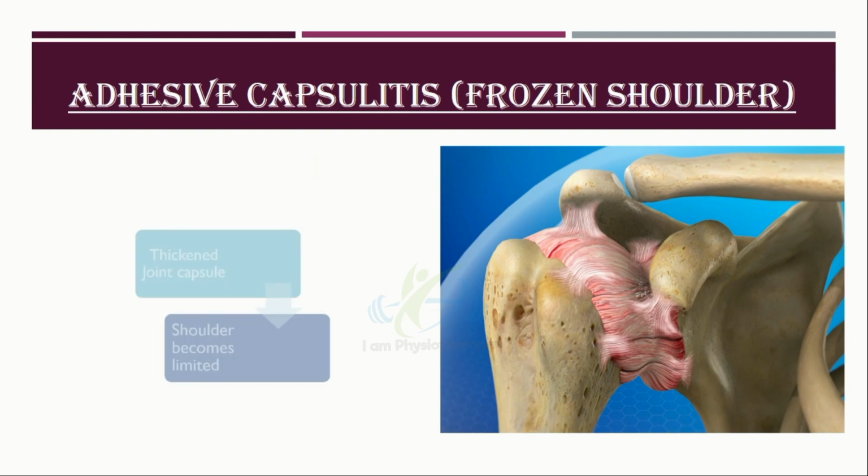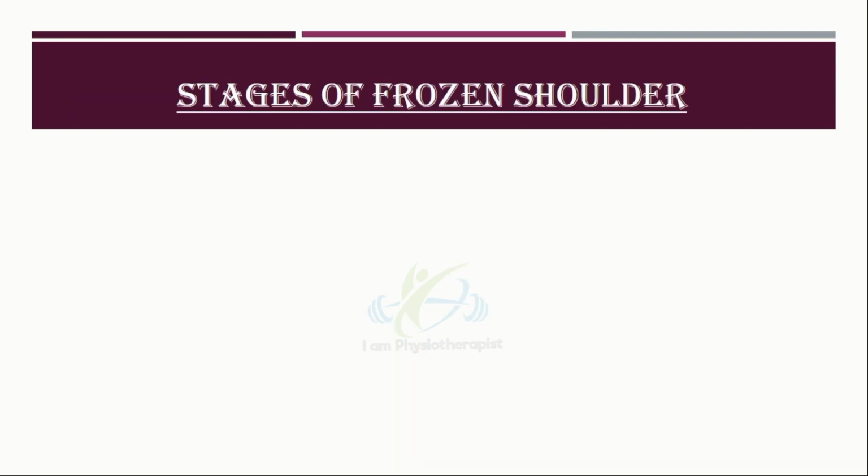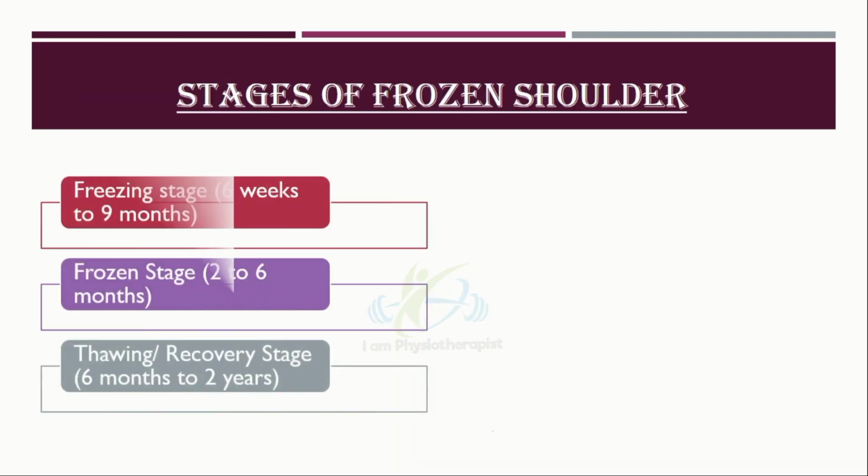Frozen shoulder, also known as adhesive capsulitis, is a condition characterized by stiffness and pain in the shoulder joint. Frozen shoulder occurs when the strong connective tissue surrounding the shoulder joint, called the shoulder joint capsule, becomes thick, stiff, and inflamed. Symptoms of frozen shoulder are divided into 3 stages.